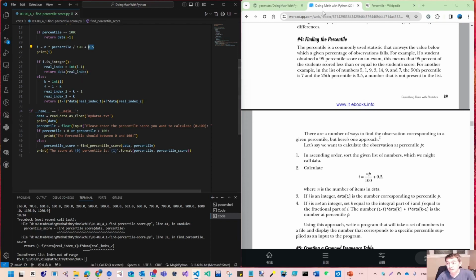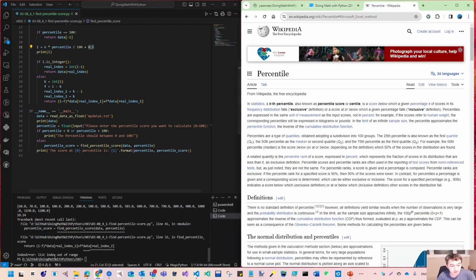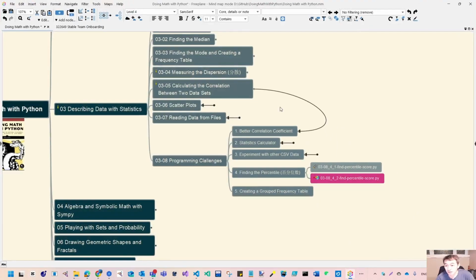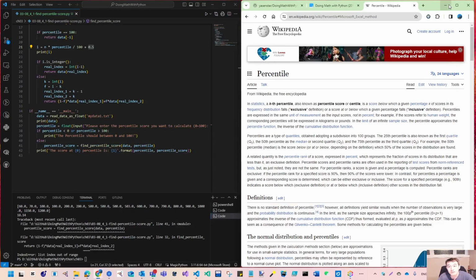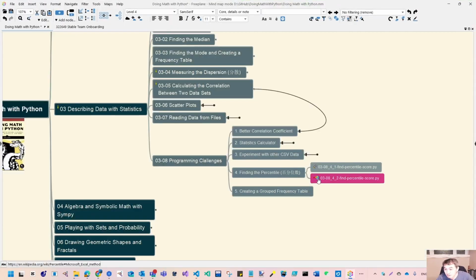This index i is more than n, so that will not be able to be identified within the list of data. The author gave us a nice link, so I put this link here. I will use this video to discuss the second approach the author mentioned. We use the first approach to find our percentile score, but we may have a second approach which can prevent such list range overflow. So come to this link.